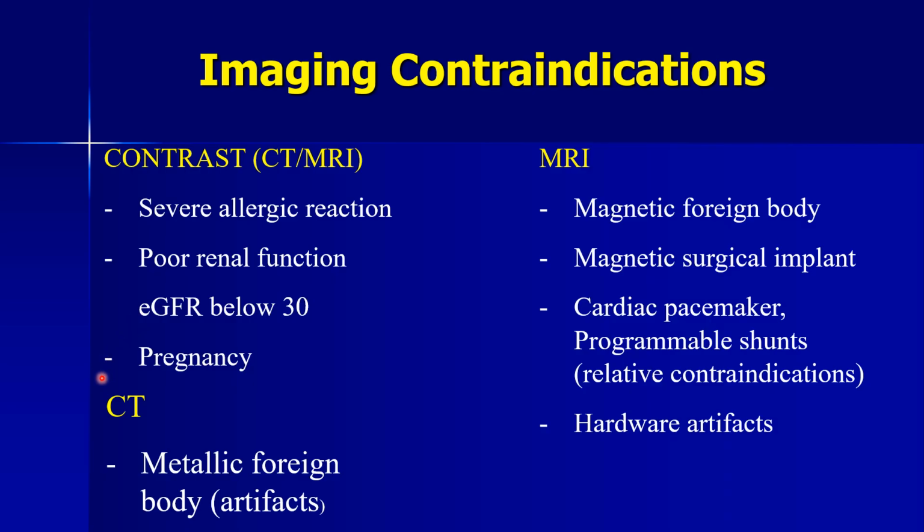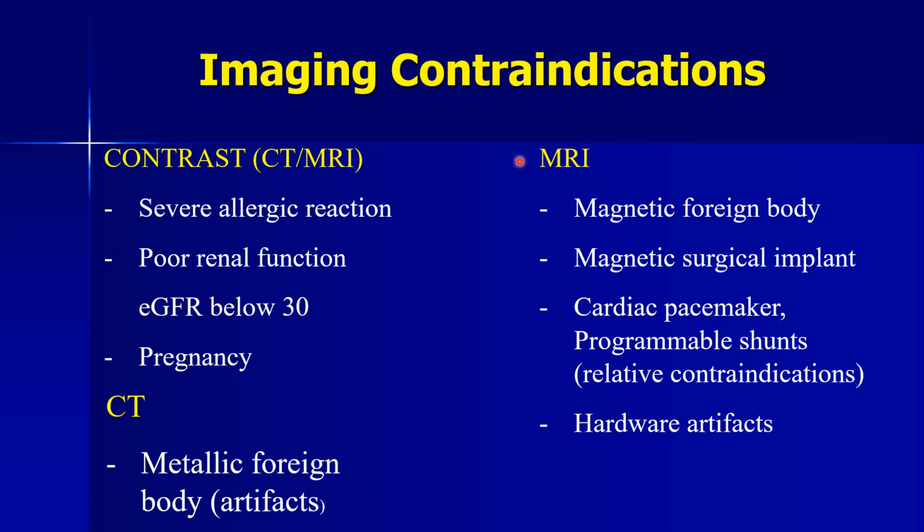Now, coming specific to the CT modality, if there is any metallic foreign body or post-surgical hardware placement in the area we are doing the imaging, these will produce significant streak artifacts and they will lower the image quality. So this is more like a relative contraindication of using CT when we have a metallic foreign body adjacent to the body part that we are interested in imaging.